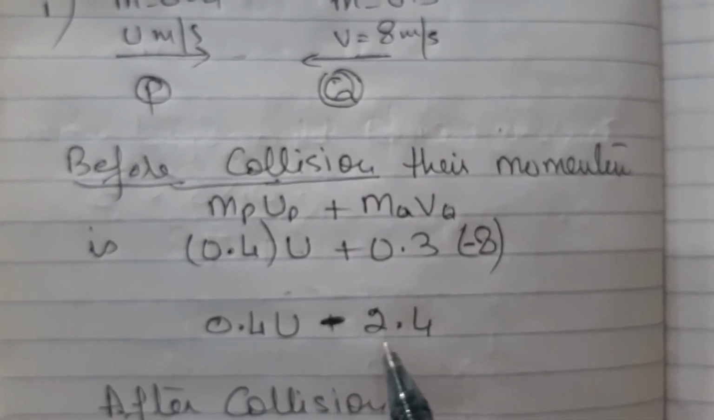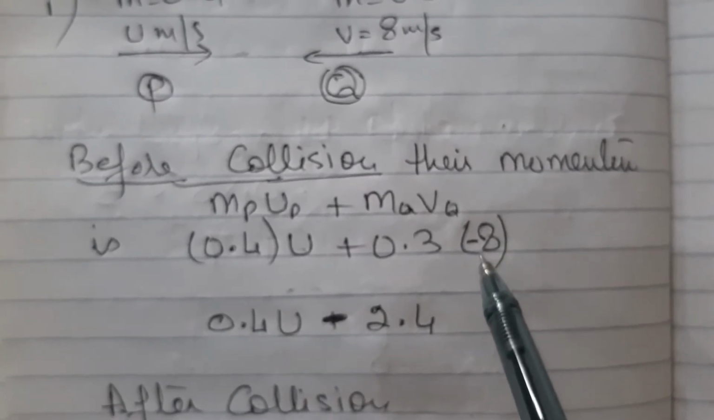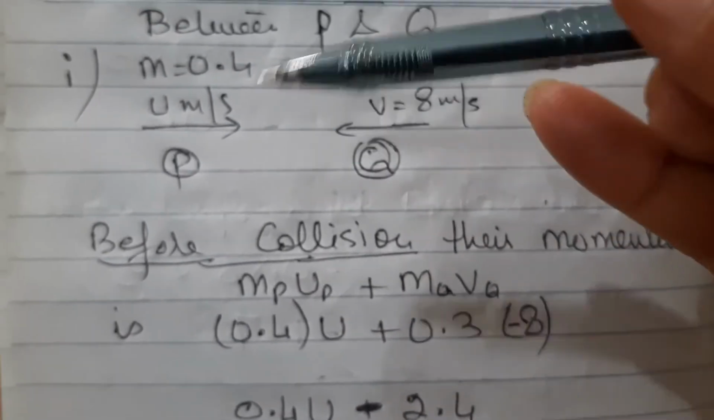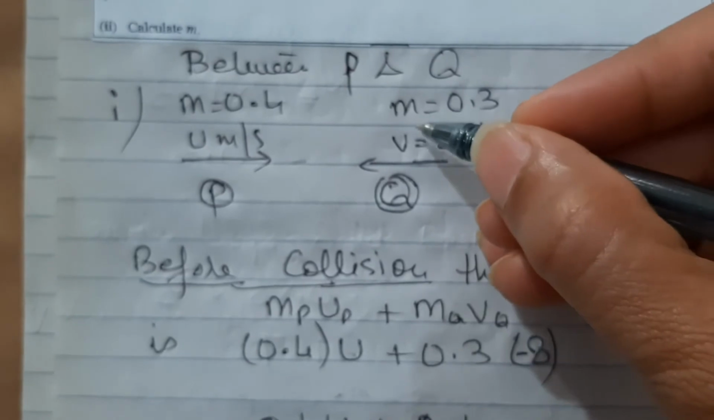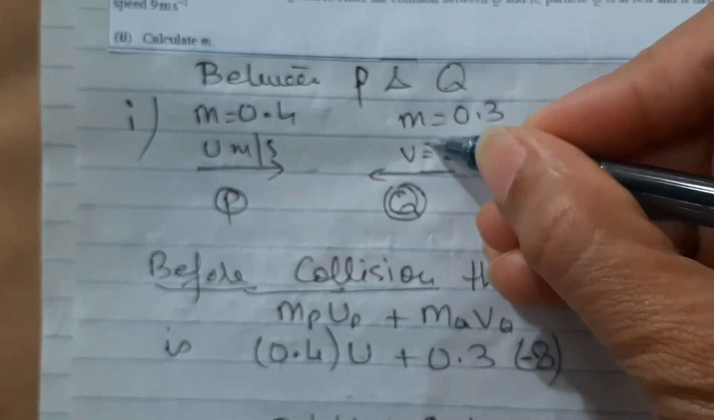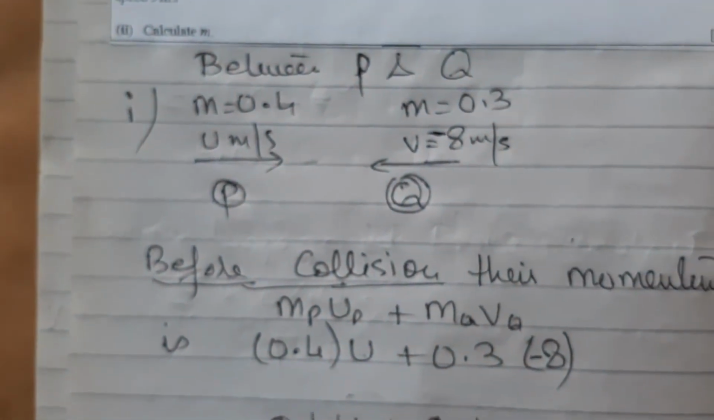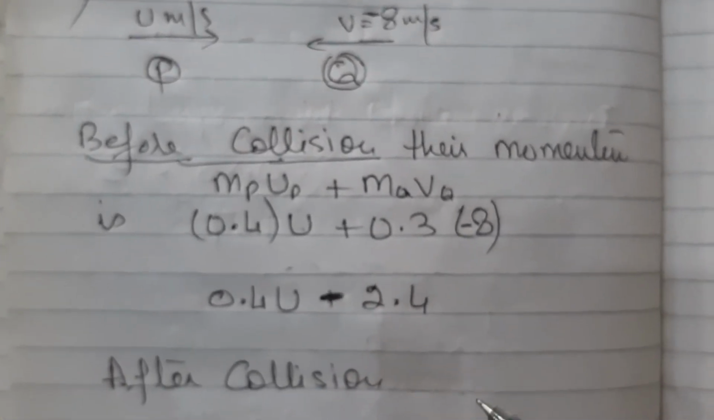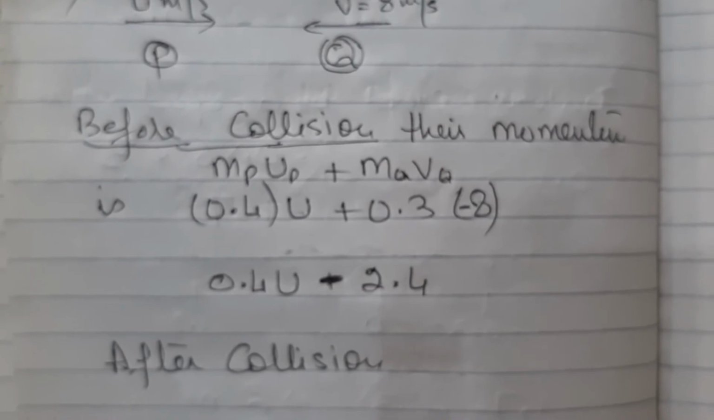So before collision, the momentum of P and Q is 0.4u minus 2.4. Now I'm taking this minus because the direction of Q is towards left, so I can write minus here. So to avoid any confusion, -8. Anyway, so this is the momentum before collision, okay. So now we will see after collision what is the momentum.